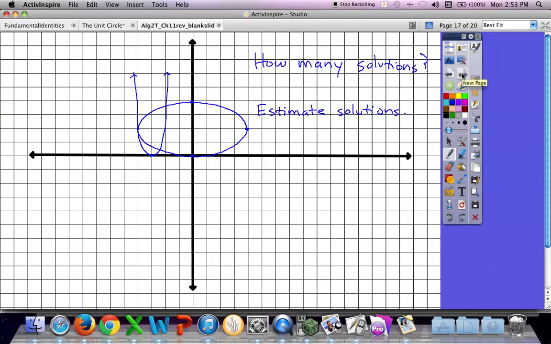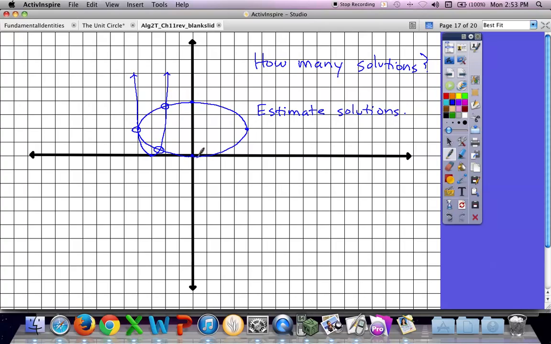All right, so here's an intersection of a parabola and an ellipse. How many solutions do you see there? So here's a solution, here's a solution, and here's a solution. Sometimes one of the common mistakes that students make when they're looking at a graph of a system is that they'll start to think that any x-intercept is a solution.